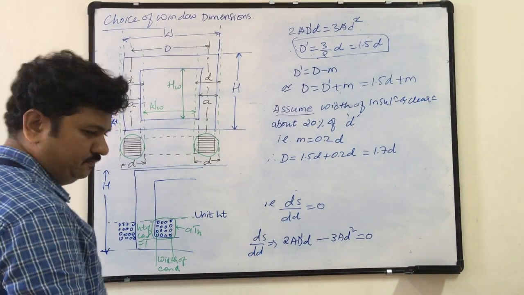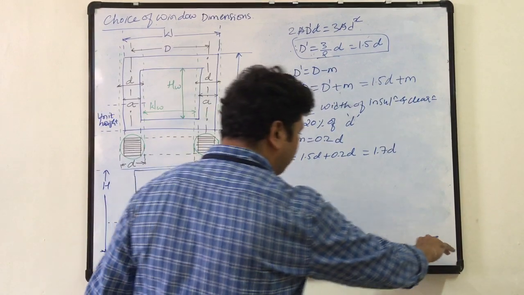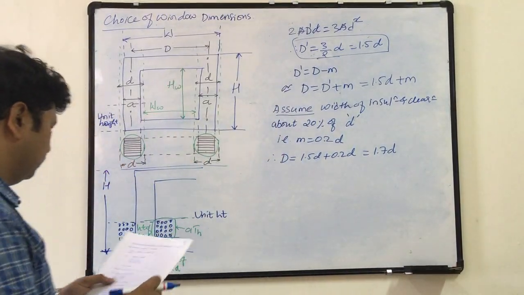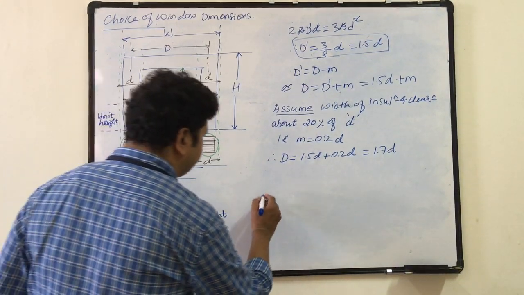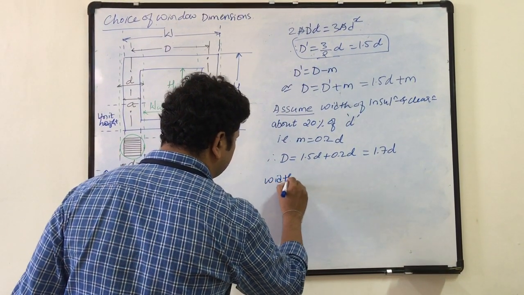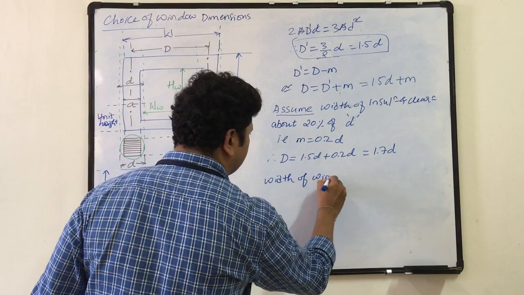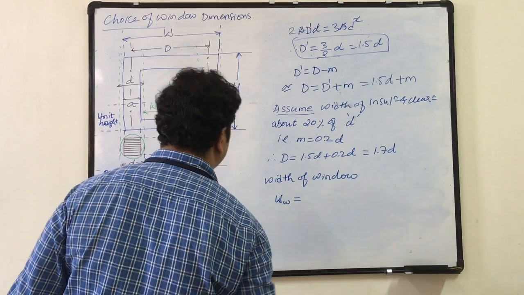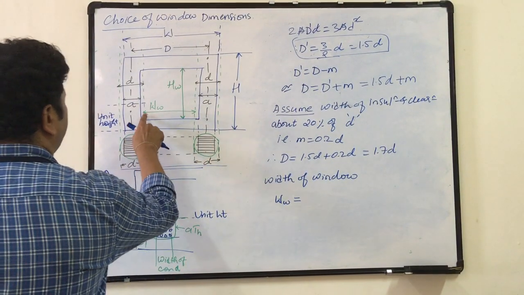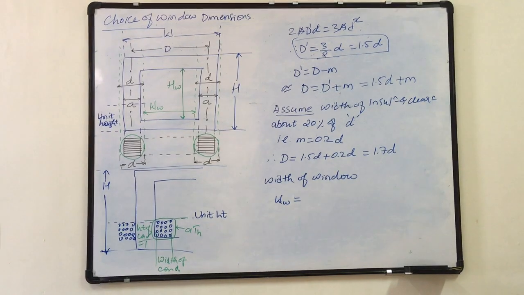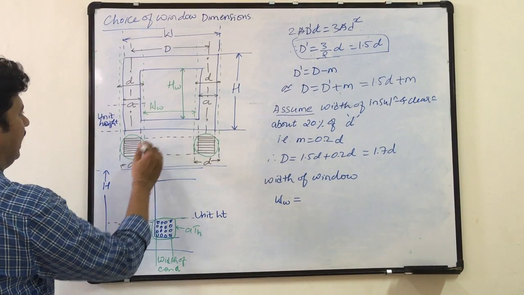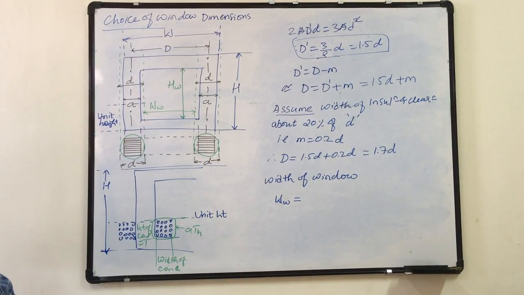So width of window. Ultimately, I want width of window here. That is what I wanted to obtain. So width of window WW is equal to, see what is width of window? See here, this is width of window. I have this D.